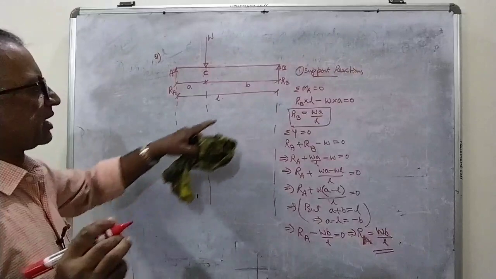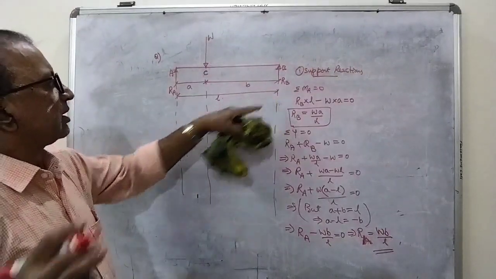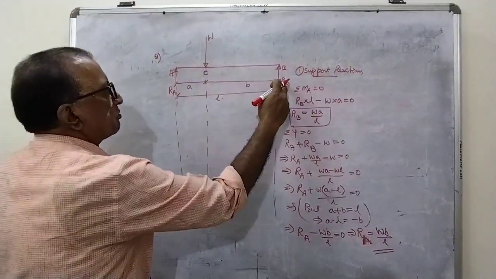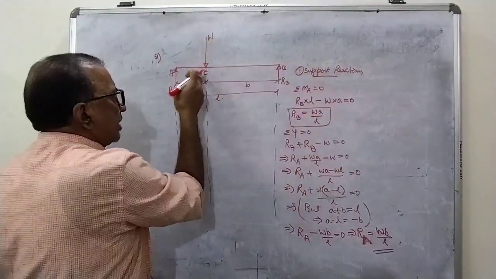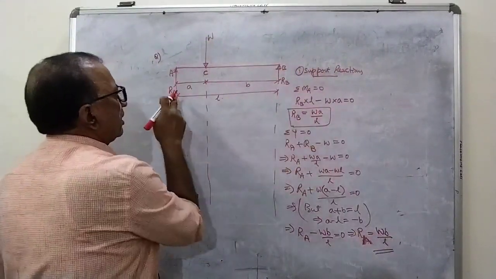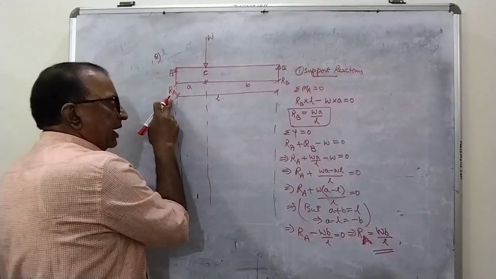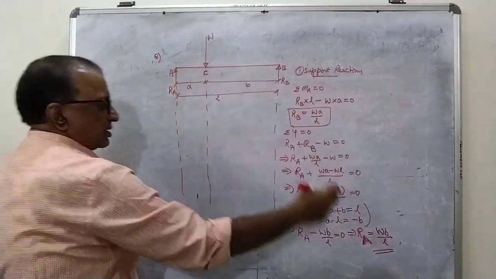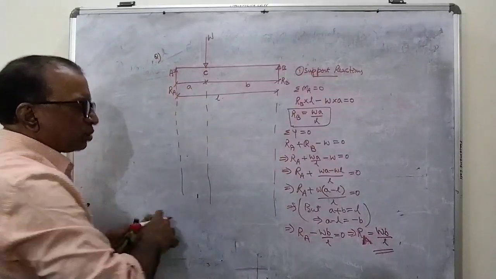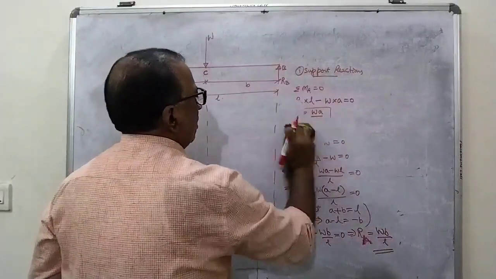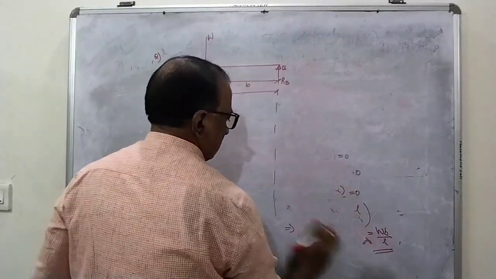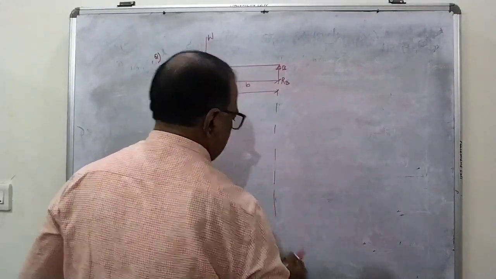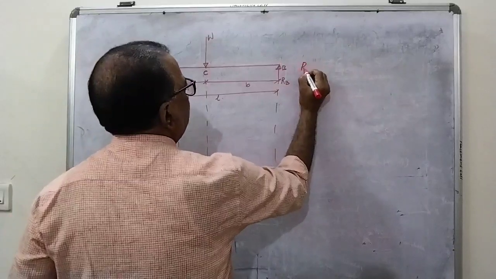So one support reaction is WA by L, यानी यहाँ पे RB के पास what is the value I am getting? W into the other distance by L. If I talk about reaction at A, W into the other distance B by L. These are the two support reactions what we got as per the equilibrium equations. Now based on this, we got the final values.